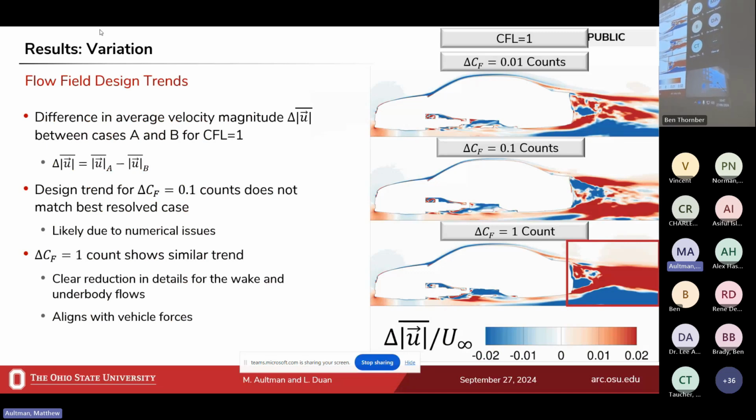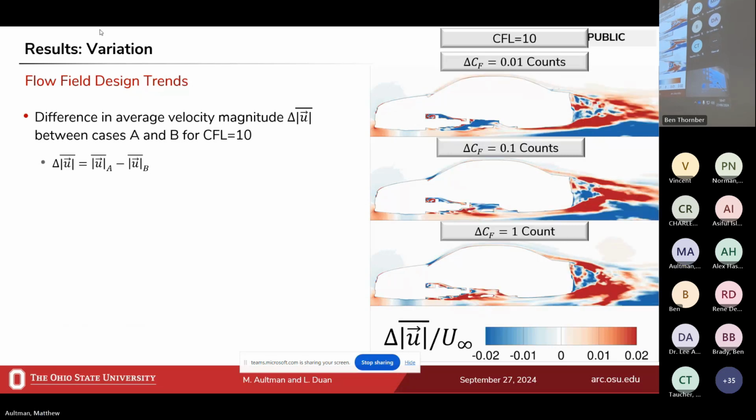Now, there is a clear reduction in the details for the wake and underbody flows, indicating that we're not getting quite as good resolution there. And that actually aligns with what we saw with the vehicle forces, where again, that one count delta CF started to break down our design trend before.